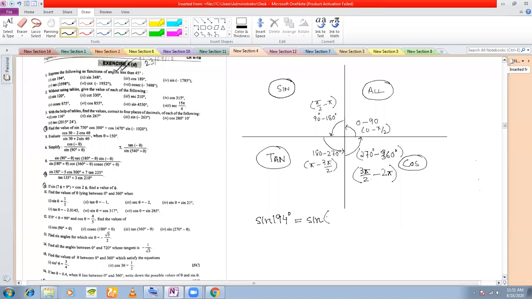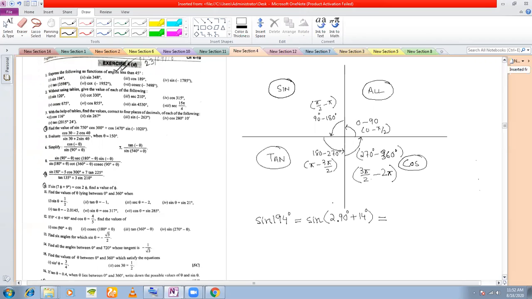Understood? So what is 194? 194 is, I can write this as 2 into 90 degree, which is 180, plus 14 degree. I can write or not? Yes, sir. You can write, sir. Okay, that is what I'm asking you. Can I write this angle as 2 into 90 degree plus 14 degree? Yes, sir. Some even multiple of 90 degree plus 14 degree.